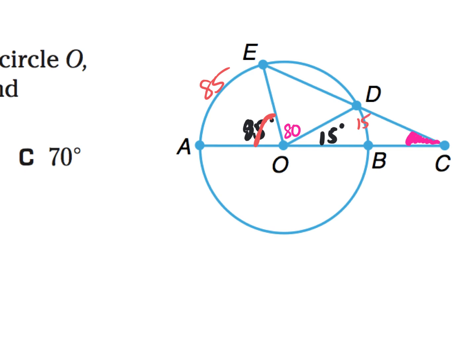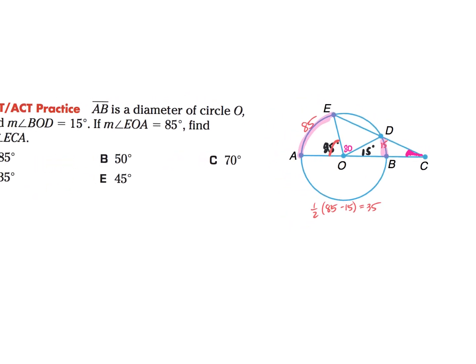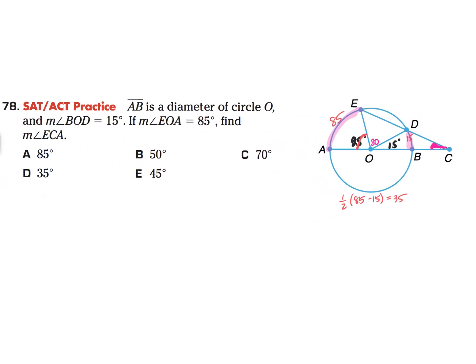In order to find this little angle, it's 1/2 of this arc minus that arc. So it's 1/2 of that 85 minus the 15. Exactly. 85 minus 15 gets me 70. Half of that is getting me 35. Just a little refresher for us. Those are hard. Circles were hard in geometry.